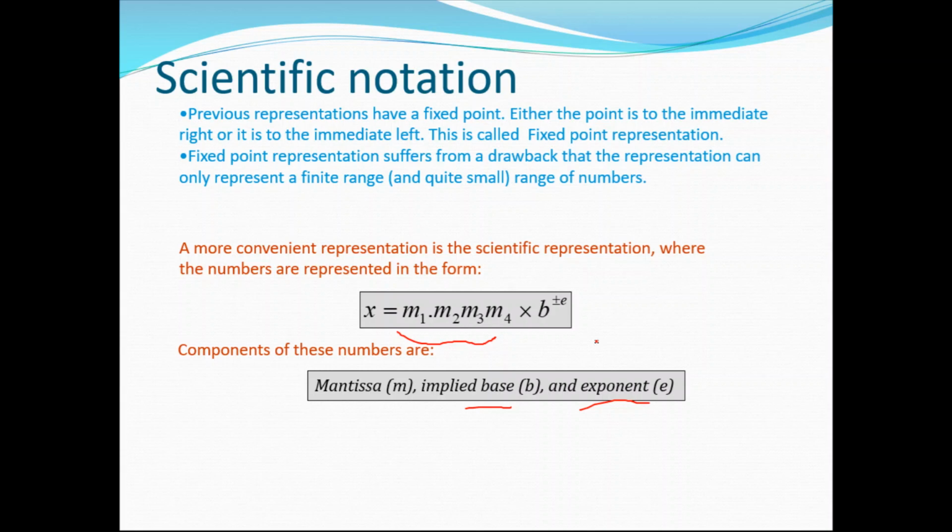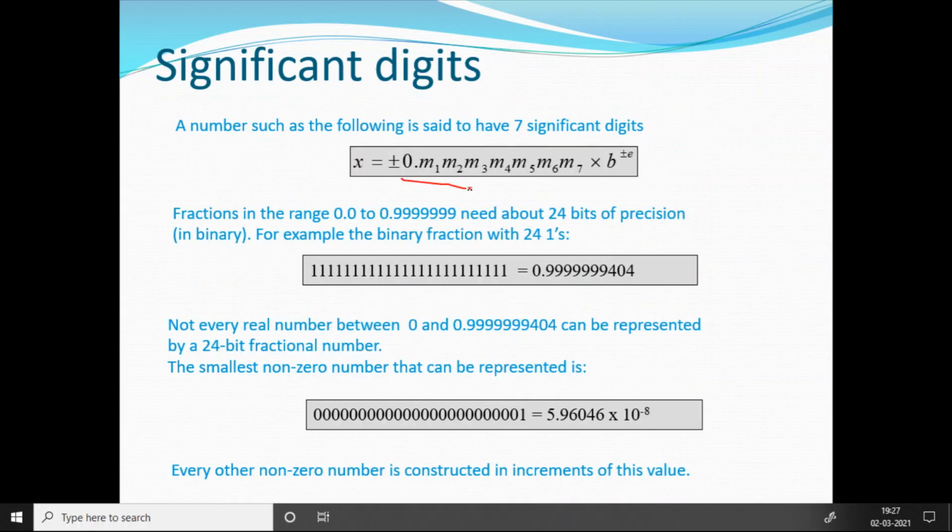So this number, if you see, is said to have 7 significant digits. That is, after the decimal point, how many digits does it have? 1 2 3 4 5 6 7. So such a number is said to have 7 significant digits, into base to the power something.